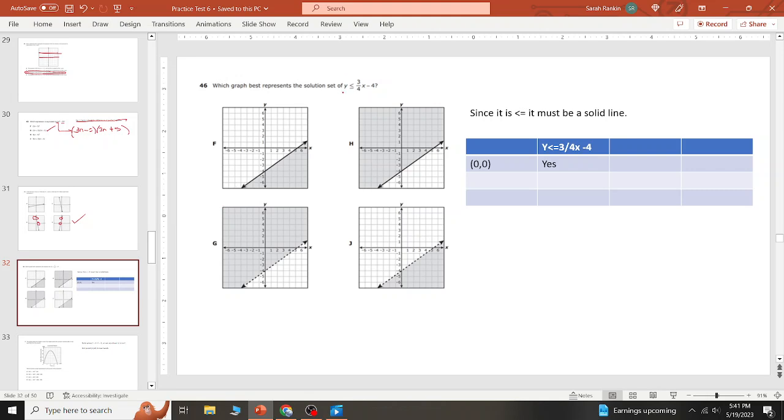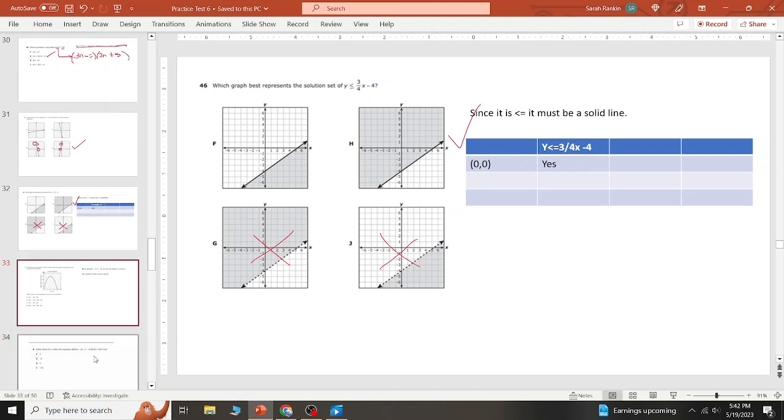Which graph represents the solution of y less than or equal to? So we know it's a solid line, right? Because it's less than or equal to, so we can immediately get rid of these two. Now we can just test a point, because (0, 0) is on this one, (0, 0) is not on this one. So if (0, 0) works, it's got to be this one. So (0, 0) works, so it's that one.